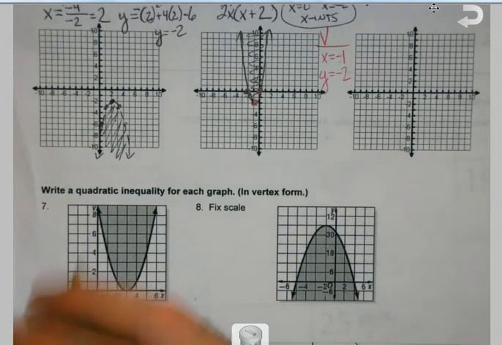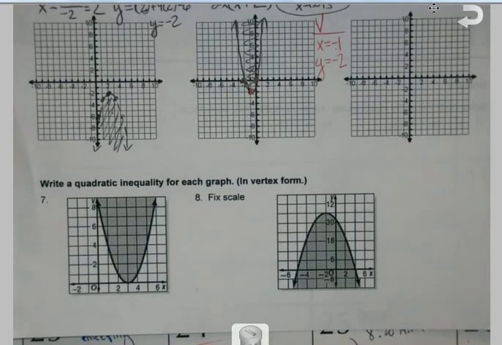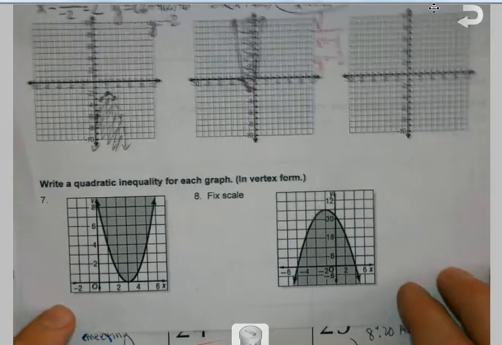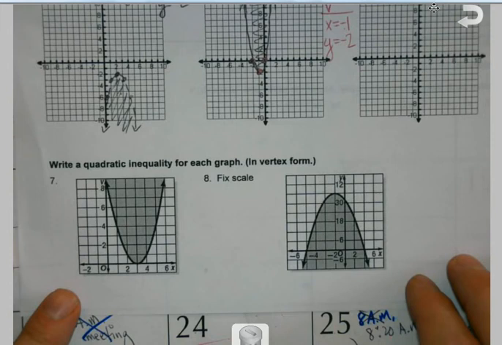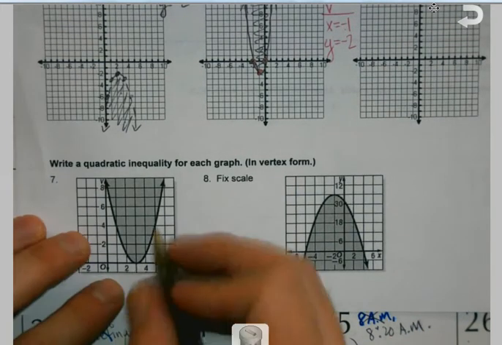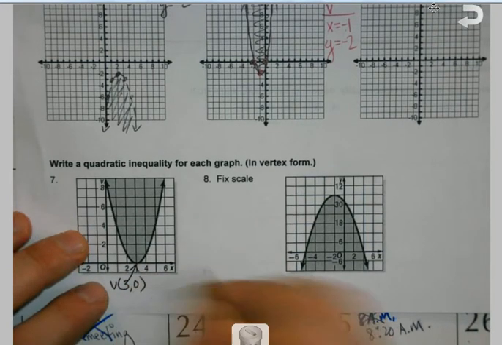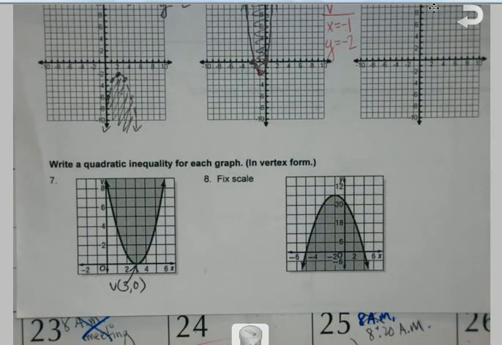So okay, what else can we do with these? Well, we also can take the finished graph and write the inequality for it. So here's how this is going to work. What I need to know on these, first of all, is what my vertex is. So for instance here, my vertex is at 3, 0. I can visually see that.